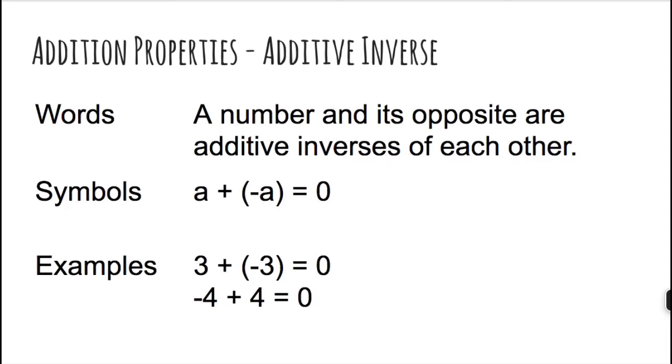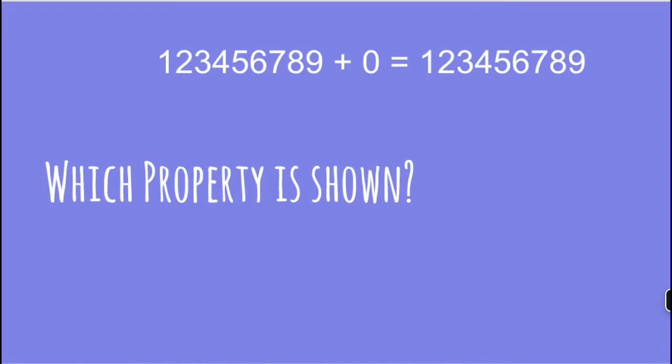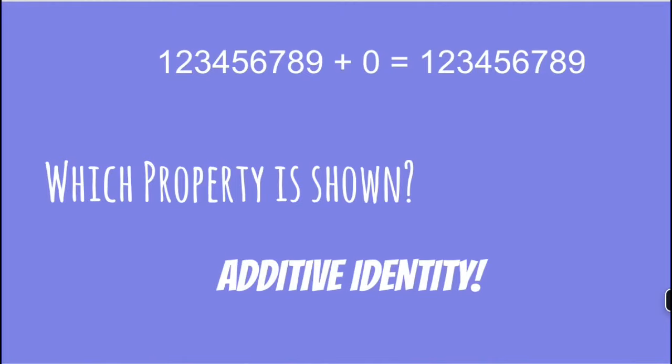So now, let's try our next property quiz. Which property is shown? We have this really large number: 123,456,789 plus 0 equals the same number. Which property is shown here? If you said the additive identity, you are correct. That's just a number plus 0, and we get itself back, so that's an identity.